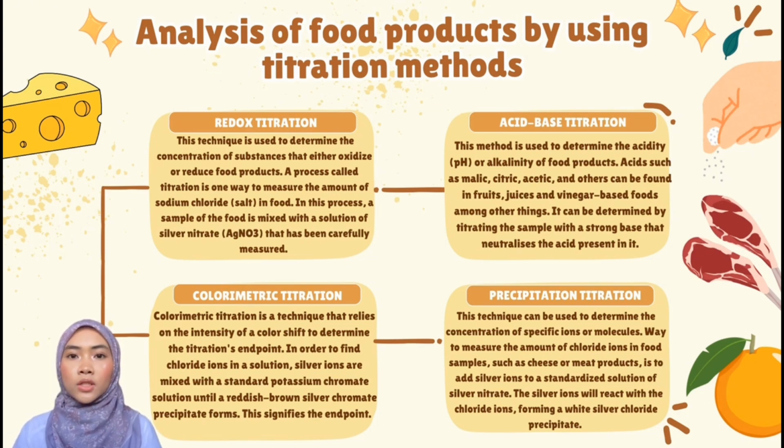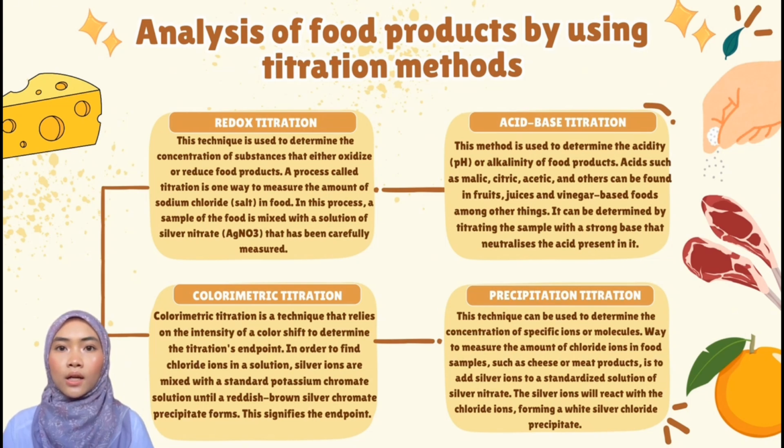Moreover, colorimetric titration. This technique relies on the intensity of color shift to determine the titration endpoint. In order to find chloride ion in a solution, silver ion is mixed with a standard potassium chromate solution until a reddish-brown silver chromate precipitate forms. This titration is performed using a strong alkaline solution. Once the acid in a food sample is neutralized, a photometric sensor detects a precise alteration in color.